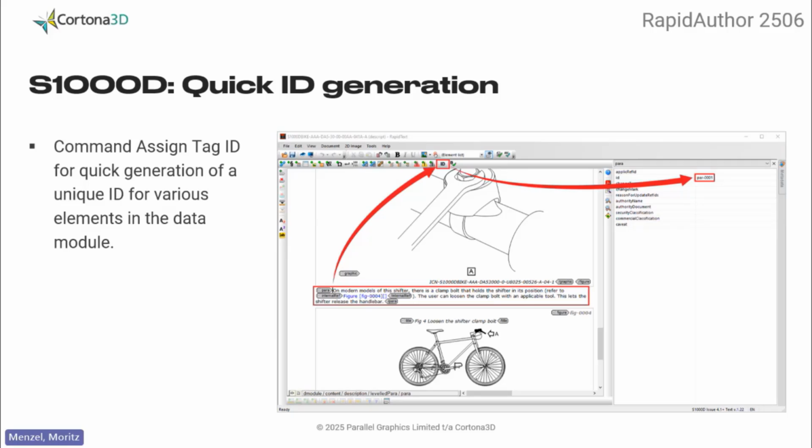Another frequently performed action is now also much quicker: the creation of unique identifiers for data module elements. This can now be done with a simple mouse click via the new command assign tag ID that we have highlighted here.